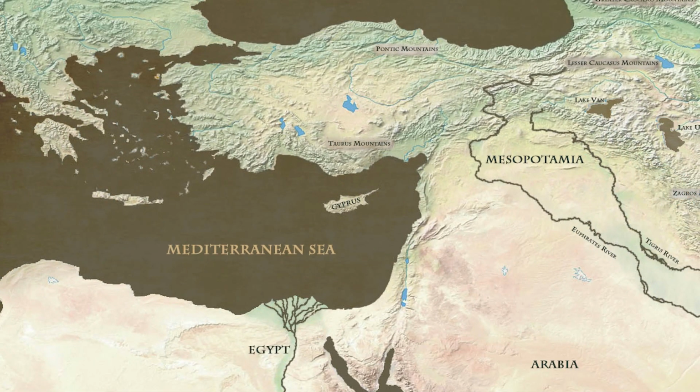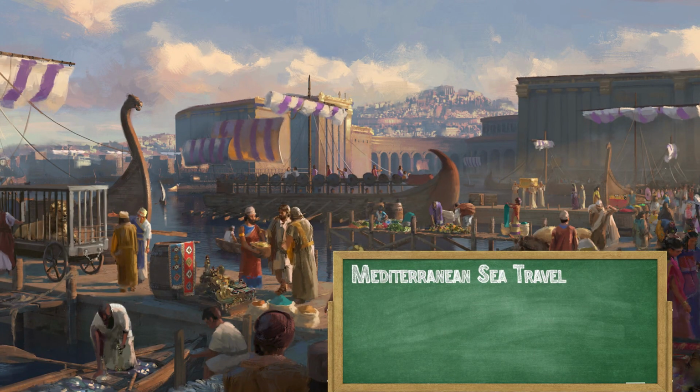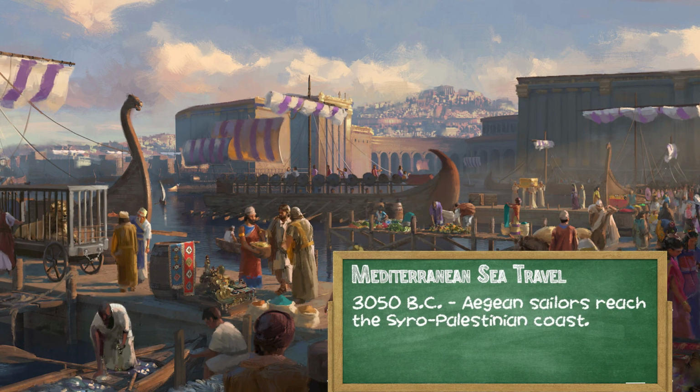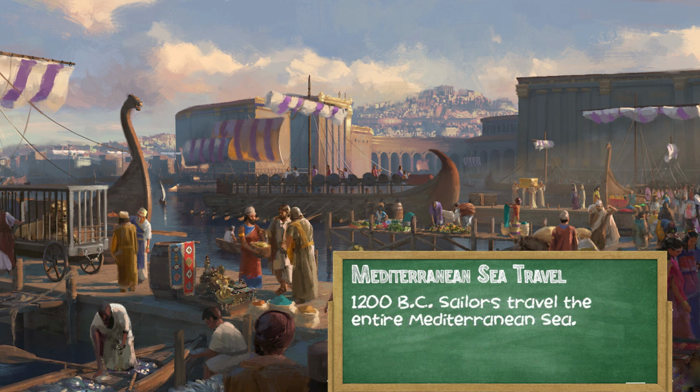The Mediterranean was tackled somewhat differently. Only a few harbors existed along the coast, none south of Jaffa. By the late 3rd millennium, Aegean sailors had ships that could reach the Syro-Palestinian coast. By the second half of the 2nd millennium, shipping throughout the eastern Mediterranean was common. Around 1200 BC, technological innovations enabled people from Palestinian harbors to sail the entire Mediterranean Sea.